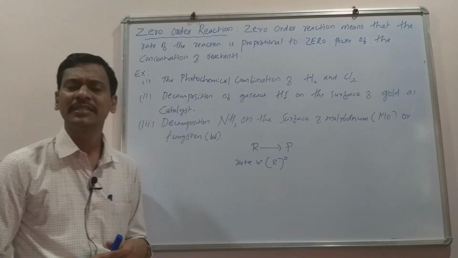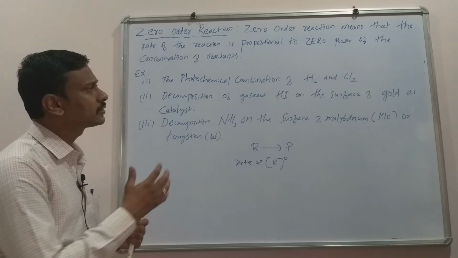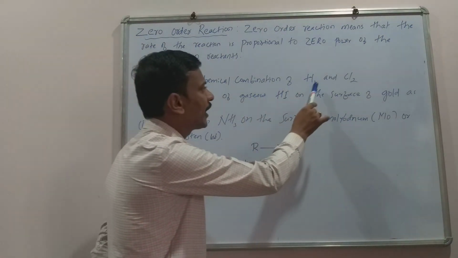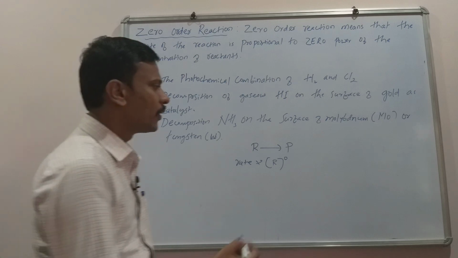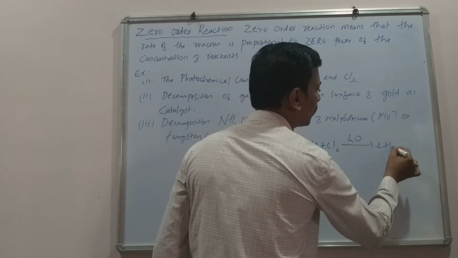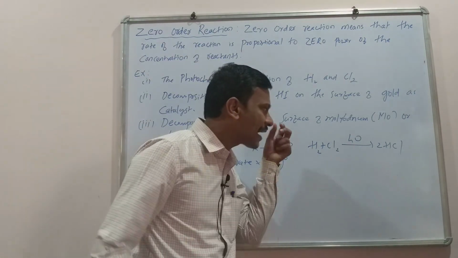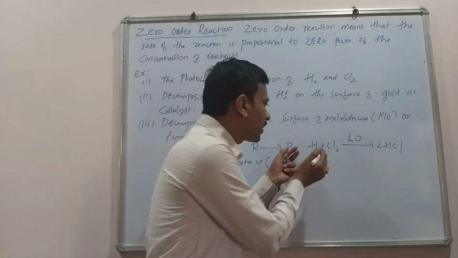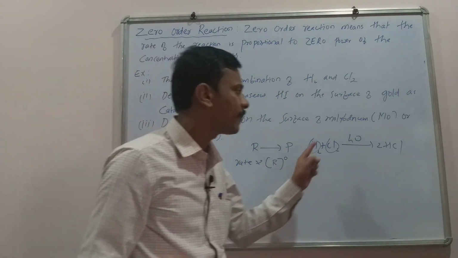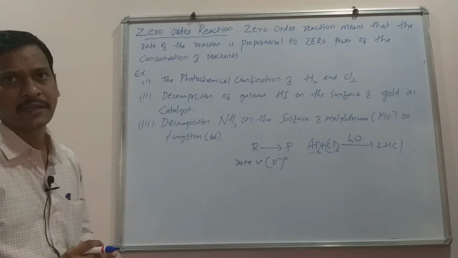And please remember, such reactions are always less common, and some of the examples for such reactions are: the first one is the photochemical combination of H2 and Cl2. That means when hydrogen reacts with chlorine in presence of sunlight to give 2HCl, it is the best example for zero order reaction. That means once the reaction is started, if you increase the concentration of H2 and Cl2, there is no effect on the rate of reaction.